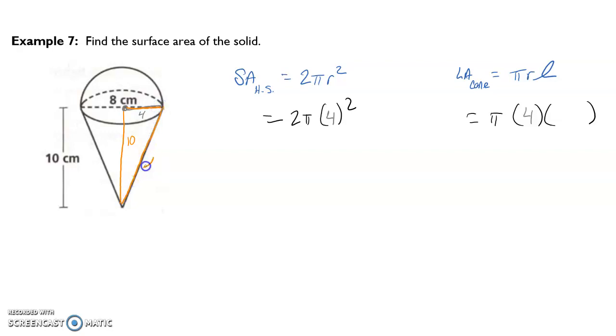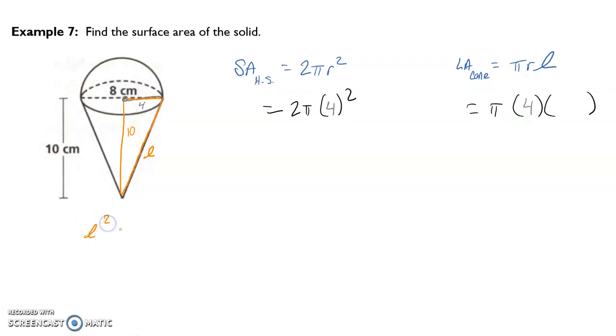We can find the slant height using the Pythagorean theorem. The slant height squared is going to be equal to 4 squared plus 10 squared. The slant height squared is going to be equal to 116. So the slant height is the square root of 116. We do want to simplify that and provide an exact answer if at all possible. Well, 116, the only perfect square factor is 4. So that becomes 4 times 29. Slant height is 2 square roots of 29.